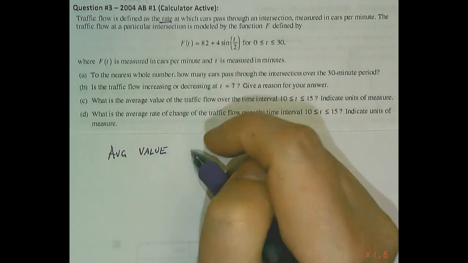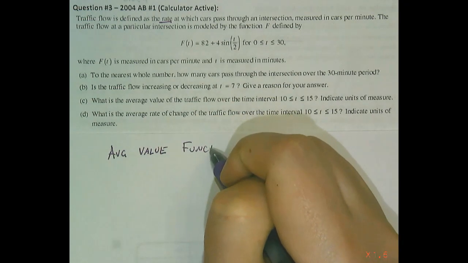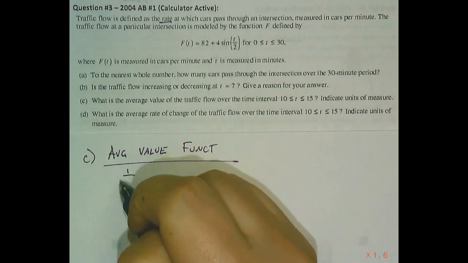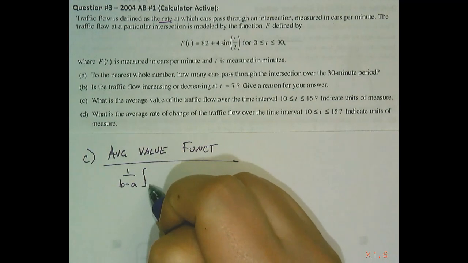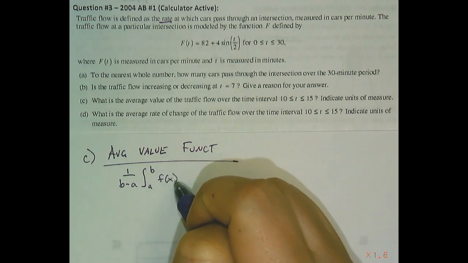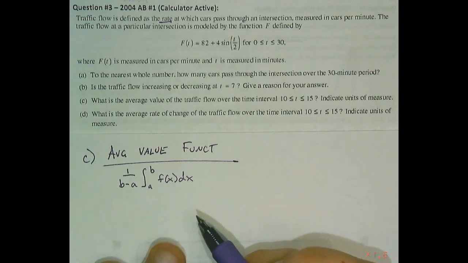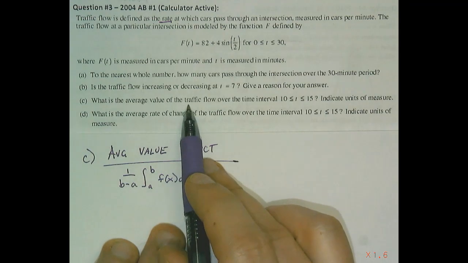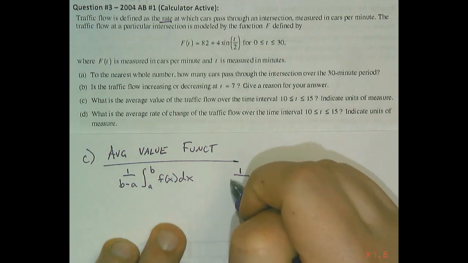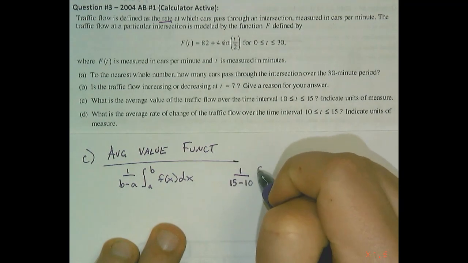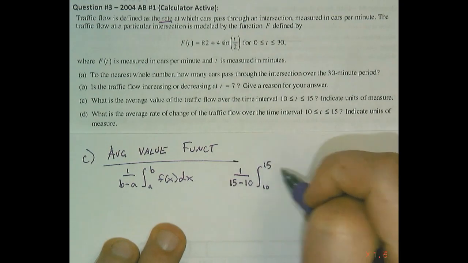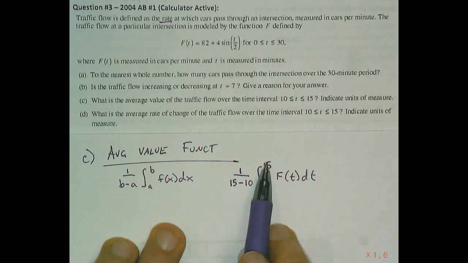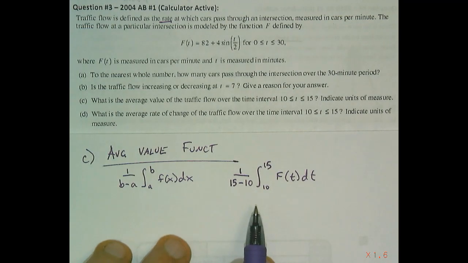Okay, average value of a function, that's what's asked of us in part C. The average function value we should recall is 1 over b minus a times the integral from a to b of the function. This is the general formula for average function value. In the context of our problem, they're asking for the average traffic flow from time 10 to 15. So we can do this expression from time 10 to 15, and we want to evaluate that.